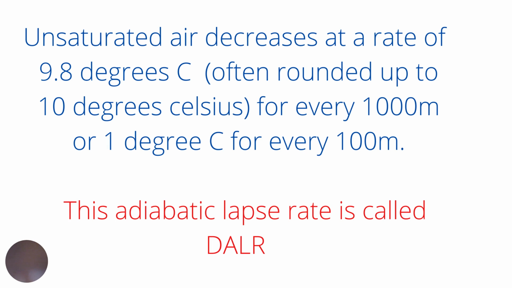Unsaturated air, as we refer to it as dry air, decreases at a rate of 9.8 degrees for every 1,000 meters. Or we could say, in most cases, it is rounded off to 10 degrees for every 1,000 meters. So if we write it in terms of every 100 meters, we would say that the temperature is decreasing at a rate of 1 degree Celsius for every 100 meters. All right, and this type of adiabatic lapse rate we're talking about is referred to as the dry adiabatic lapse rate, or the DALR.